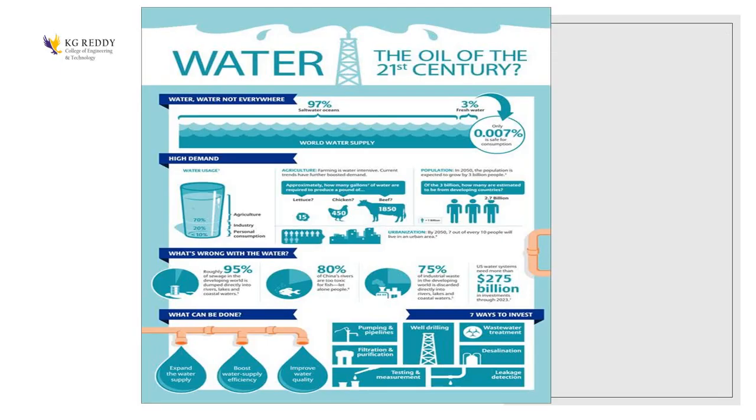So this water, what is it? Water is not everywhere, right? 97% is sea water, 3% only is fresh water, right? Only 0.007% is safe for consumption, right? So that is the reason everyone is saying please save the water. Now the high demand for water usage, right? So these are all the measurements. Just go through that, right?